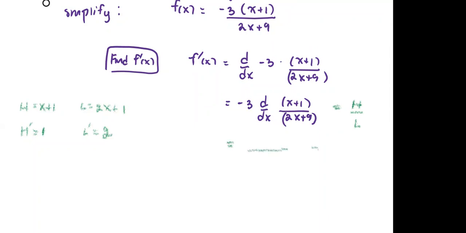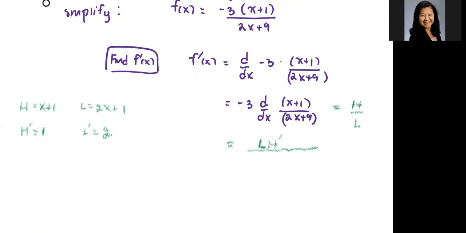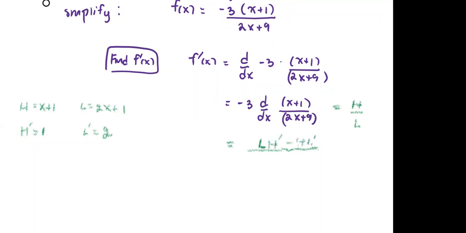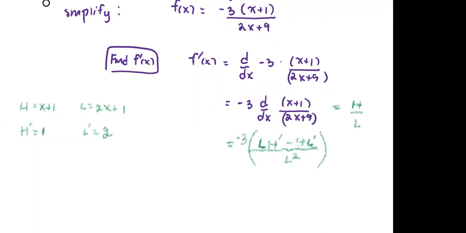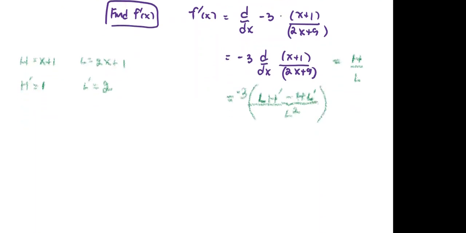That would be low d high minus high d low, over low squared. Isn't it low d high minus high d low, and then over low squared? And then don't forget we have negative 3 out front. Okay, yeah, negative 3. Okay.